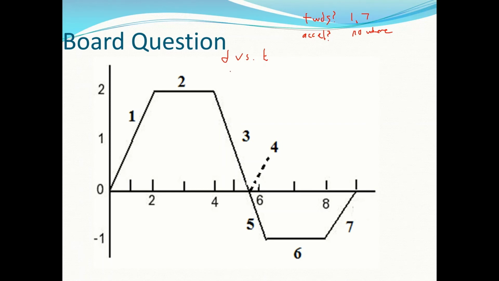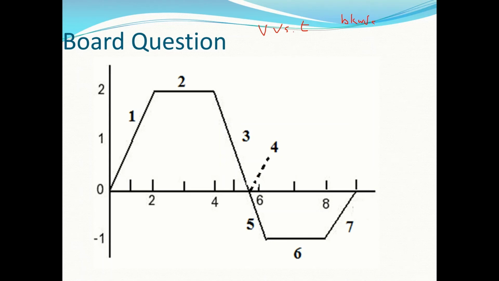Okay. If this is a D versus T graph, this will be the last question. Where am I stopped? Pause it. Where am I stopped? Well, stopped is a flat line, so that's going to be 2, and that's going to be 6. So 2 and 6. Okay, so let's change this from a D versus T graph to a V versus T graph, and I'll ask you some questions about it. If this was a V versus T graph, where am I moving backwards?